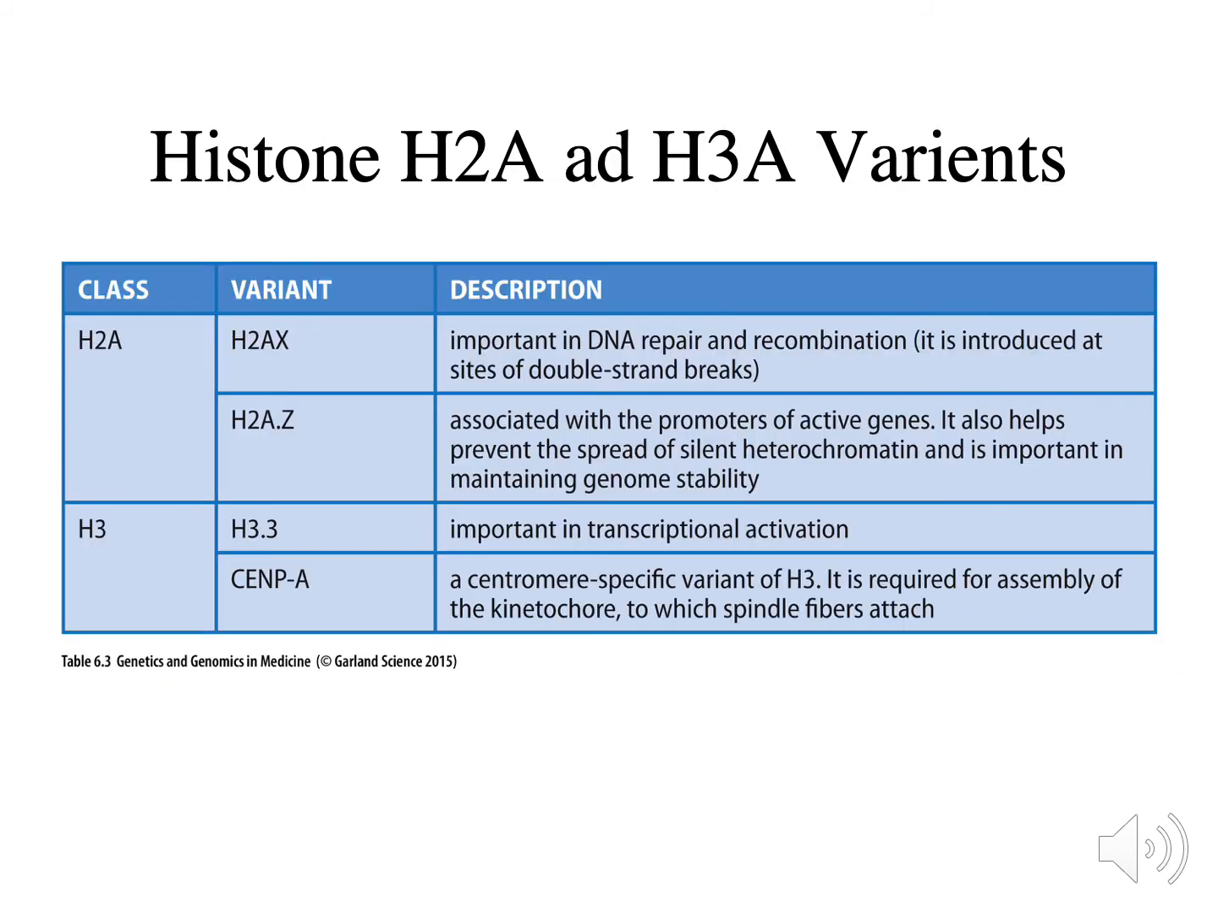And then the next table talks about the different histone variants that are present in nature. And remember, those can be exchanged out in the chromatin. So there are a couple of variants that are shown in this table for histone H2A, and they're associated with different types of phenomena. The H2AX, for example, is important in DNA repair and recombination.